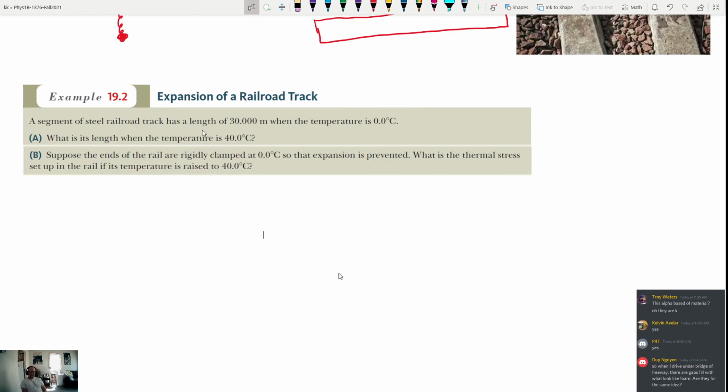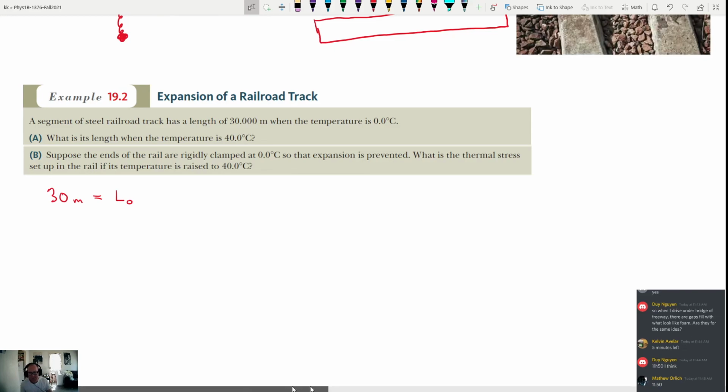A segment of steel railroad track has a length of 30 meters when the temperature is 0 degrees Celsius. So 30 meters is going to be our initial length. What is the length when the temperature is 40 degrees Celsius? Suppose the ends of the rail are rigidly clamped at 0 so that the expansion is prevented. What is the thermal stress set up in the rail if its temperature is raised to 40 degrees Celsius?